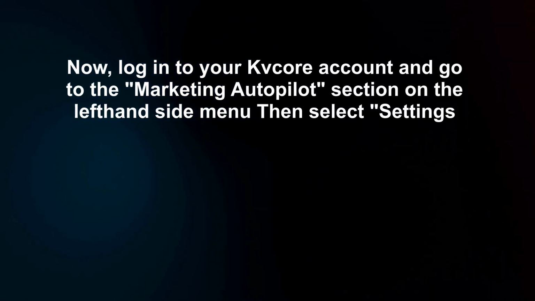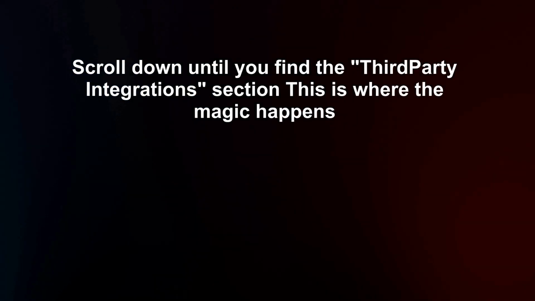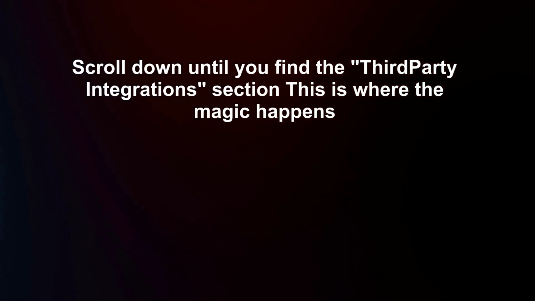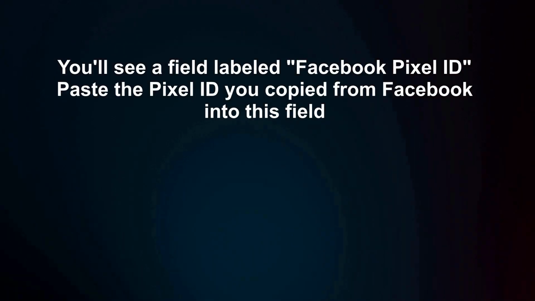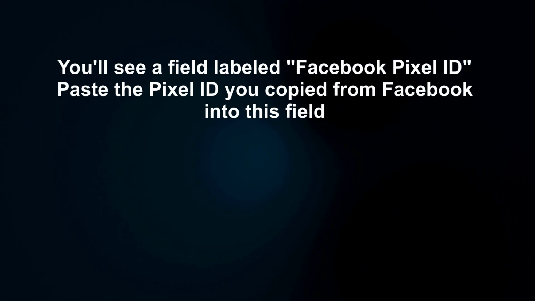menu, then select Settings. Scroll down until you find the Third-Party Integrations section. This is where the magic happens. You'll see a field labeled Facebook Pixel ID. Paste the pixel ID you copied from Facebook into this field.